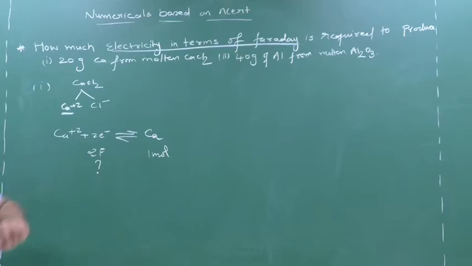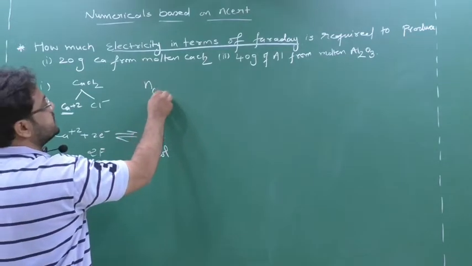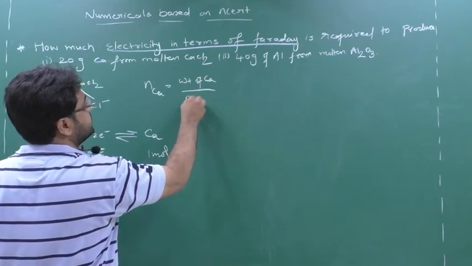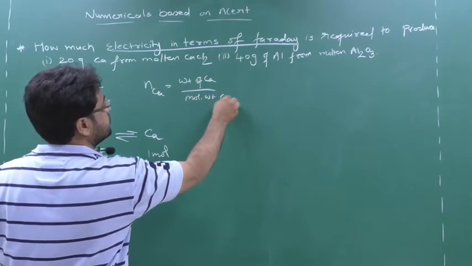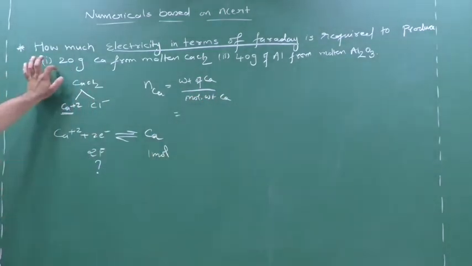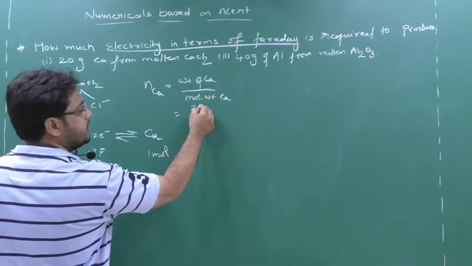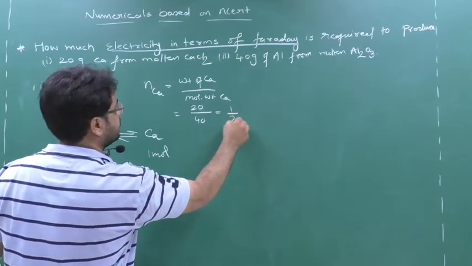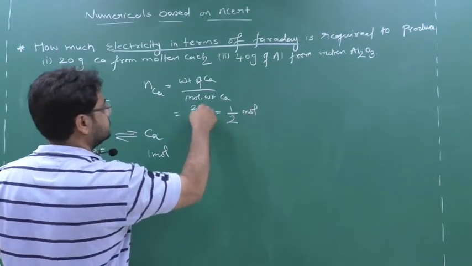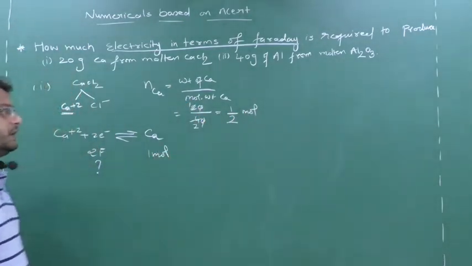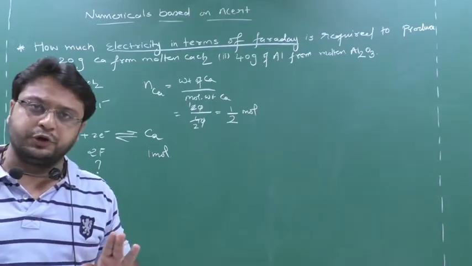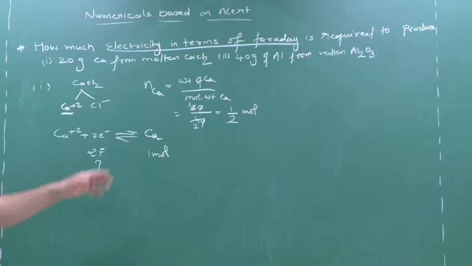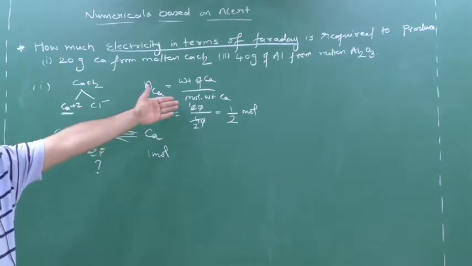Number of moles. Number of moles of calcium is equal to weight of calcium by molecular weight of calcium. What is the weight of calcium given in the question? 20 by molecular weight of calcium, 40. So 1 by 2 moles. Certain molecular weights you should remember. Every simple molecular weight they will not give in the question. The molecular weight of calcium is 40, so 1 by 2 mole.